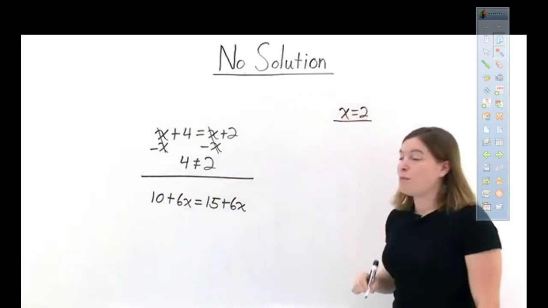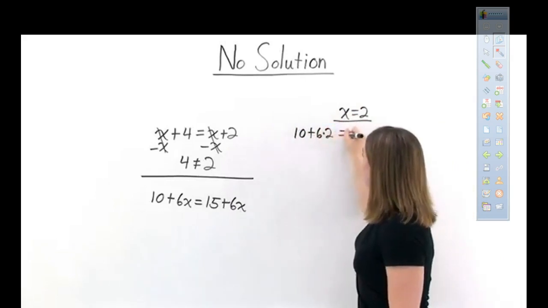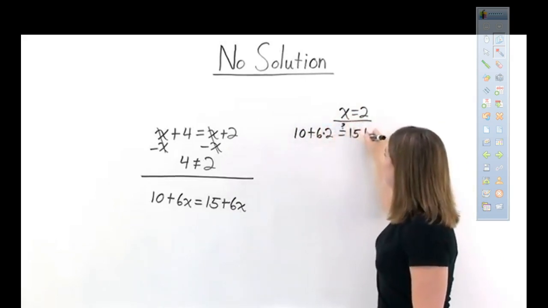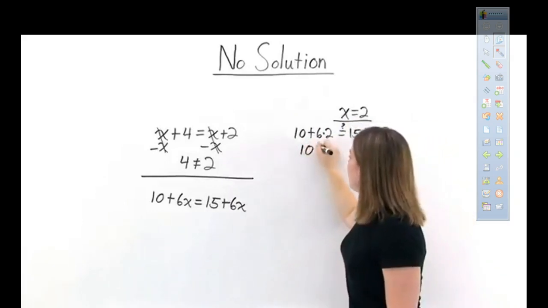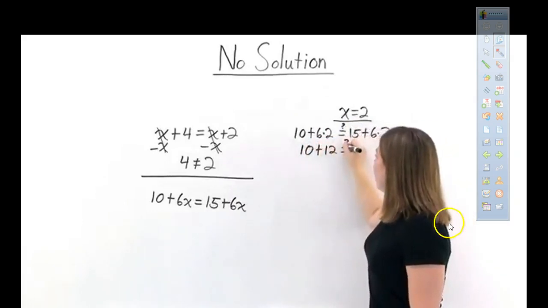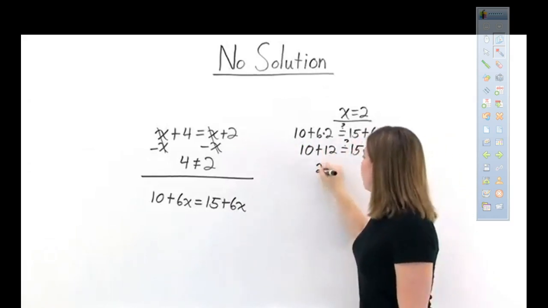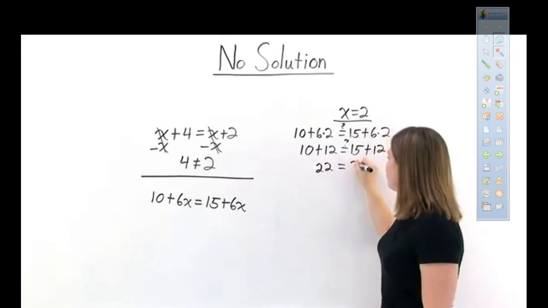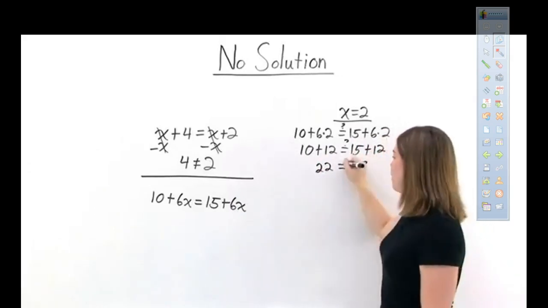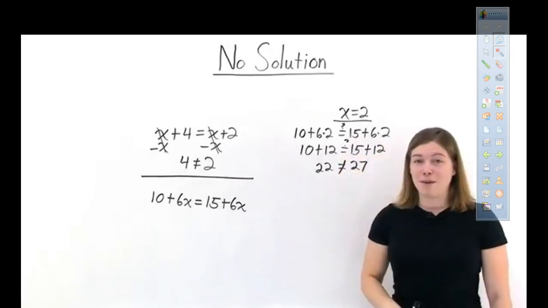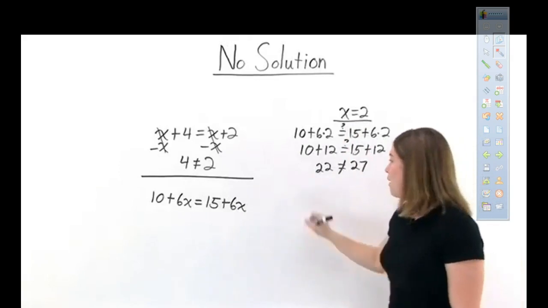So let's pick x to be 2. So we get 10 plus 6 times 2, and we want to know if that equals 15 plus 6 times 2. Well, simplifying, we get 10 plus 12, and does that equal 15 plus 12? 10 plus 12 is 22, and 15 plus 12 is 27. 22 does not equal 27. We get a false statement. So that means our value for x, 2, does not work.